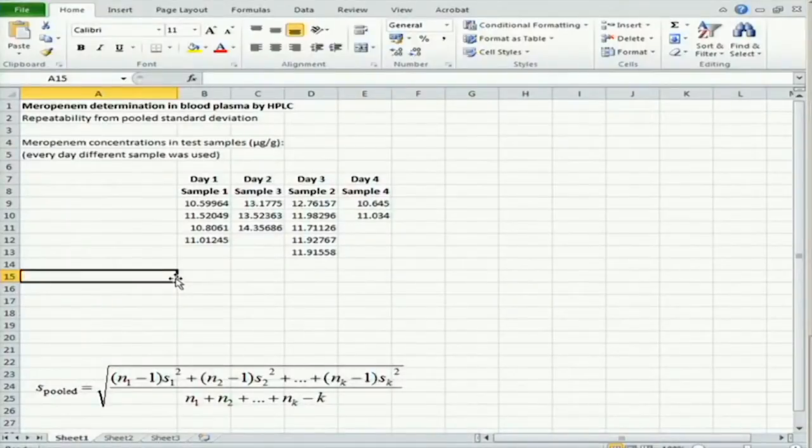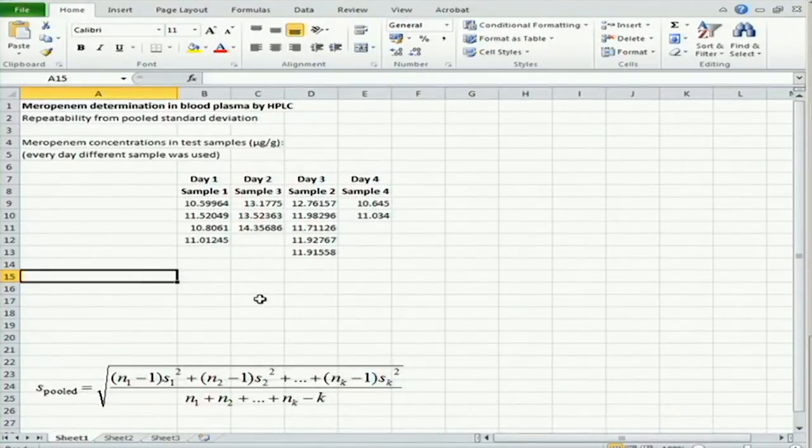Let us look now at the practical calculation of pooled standard deviation on the example of determination of an antibiotic, meropenem, in blood plasma by HPLC. And here are the data which exactly correspond to the situation which I just showed on the whiteboard. So different days, different samples, and different numbers of parallel measurements. And I have also incorporated into the slides the formula by which the pooled standard deviation is calculated.